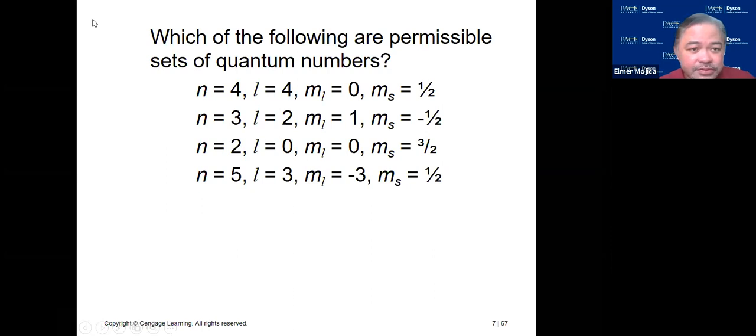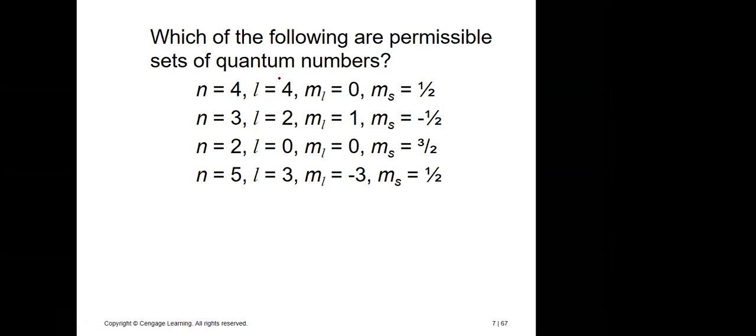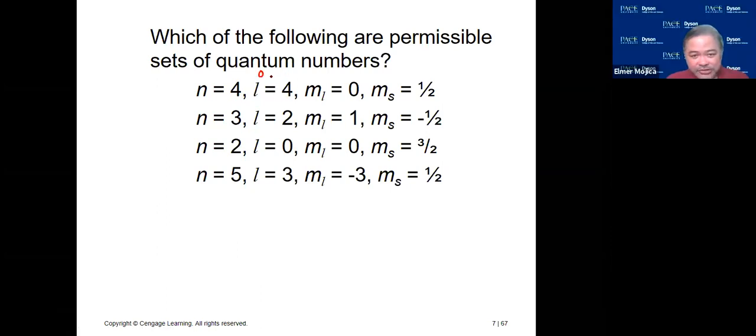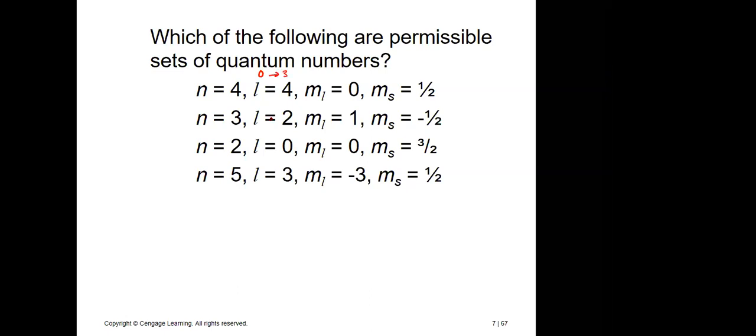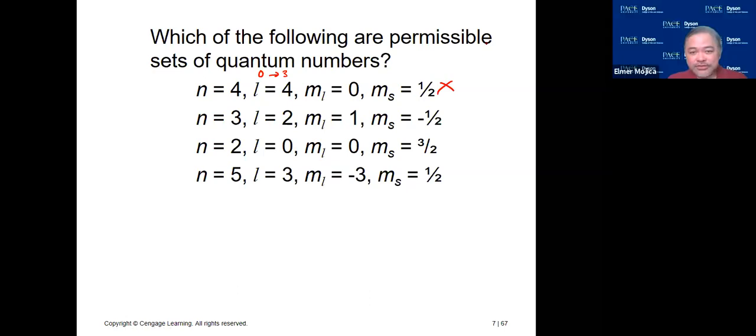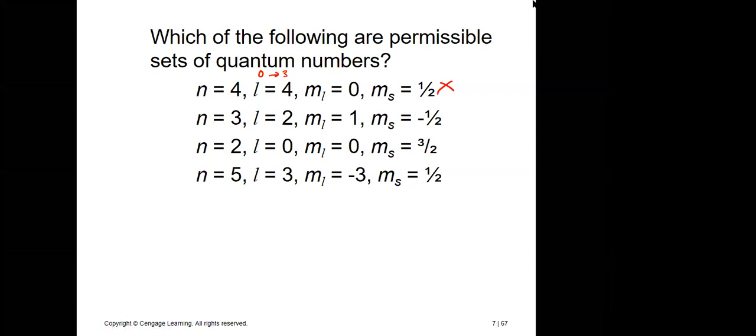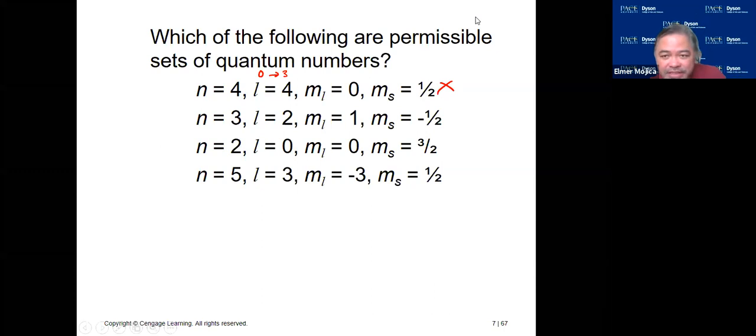So n is equal to 4. Is this allowed? No. When n is equal to 4, the value of L can be what? 0 to 3. So that means it's not allowed. Is that clear? So you have to go back to the definition. Why is it not allowed? Because the value of L depends on the value of n.